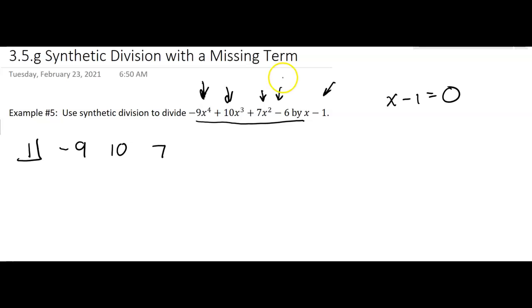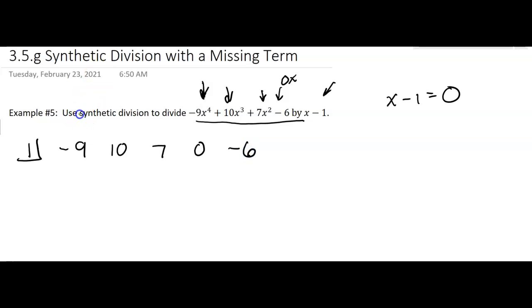So what we're going to do is pretend there's a 0x. It looks like 0x, but we're going to put a 0 in that place. Now it makes a difference where the 0 goes. It's got to go in the right spot. So it's the x term that's missing, so that's where the 0 is going to go. And then -6. Now I have 5 coefficients.